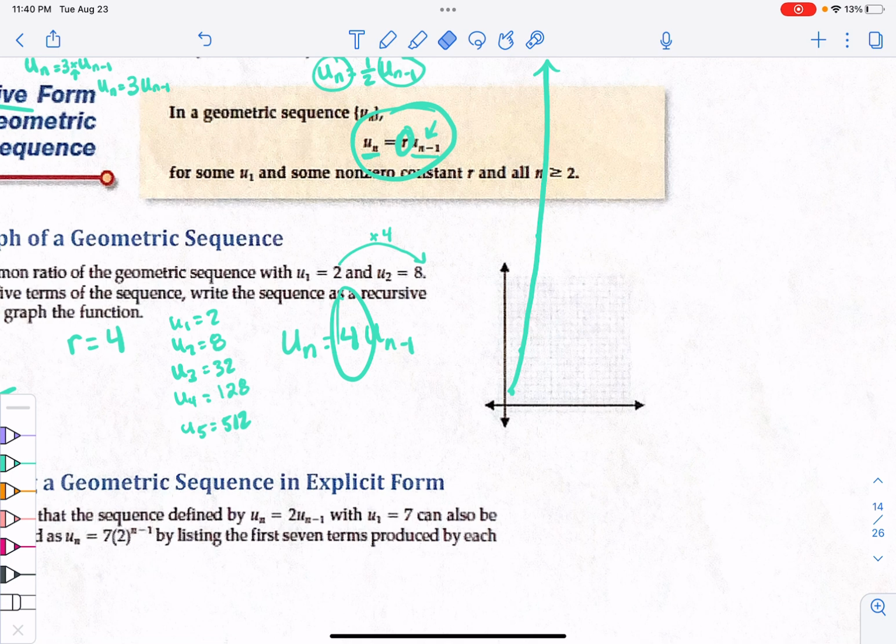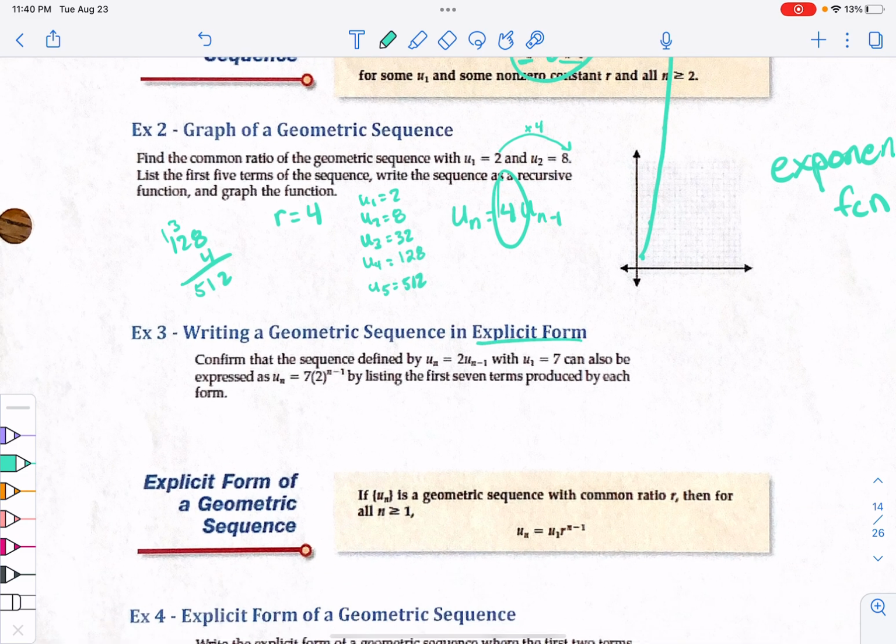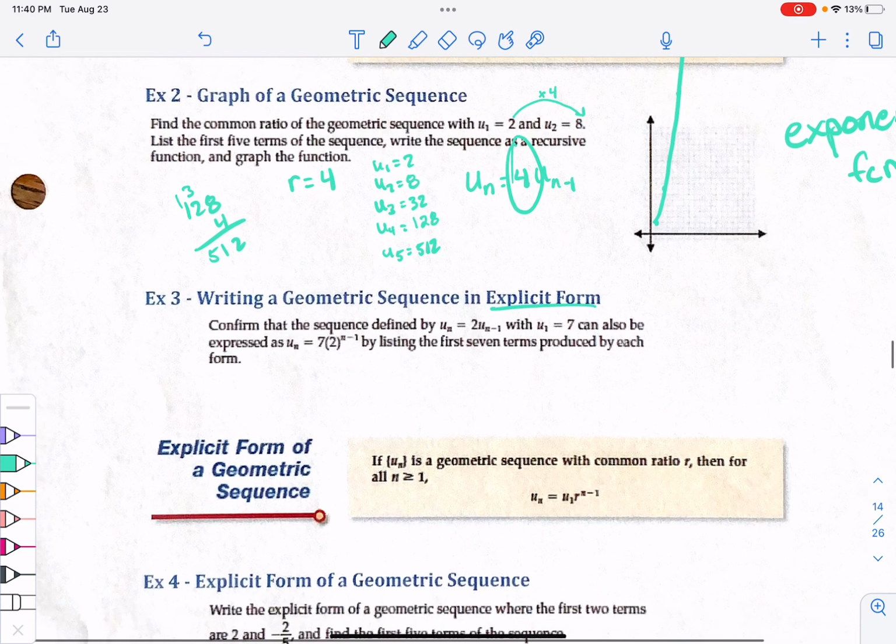So geometric sequences look like exponential functions. And you're going to see in the explicit formula that we do have an exponent in there. So I'll show you when that time comes, okay? All right, so write a geometric sequence in explicit form. Oh, it's coming now. Here we go.